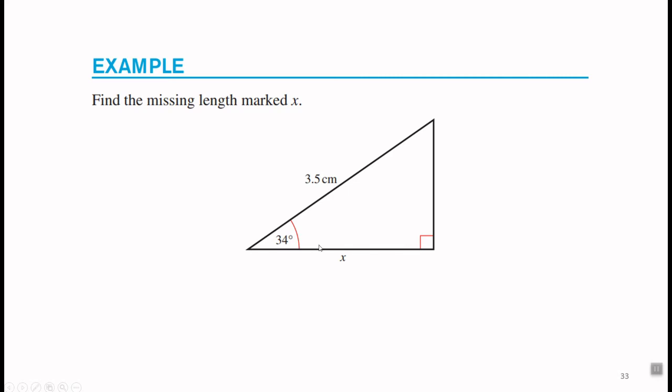So what you have to do? With respect to this angle, the side attached to 34 we call the adjacent side. Always opposite to 90 degrees, we call it the hypotenuse. So you need to join adjacent and hypotenuse. To join adjacent and hypotenuse, what do you need? You need cosine, cos.